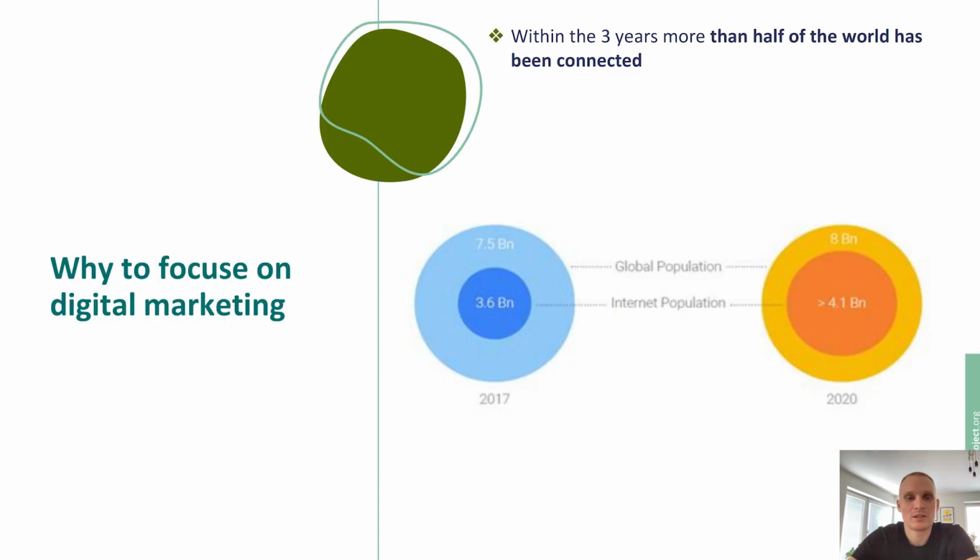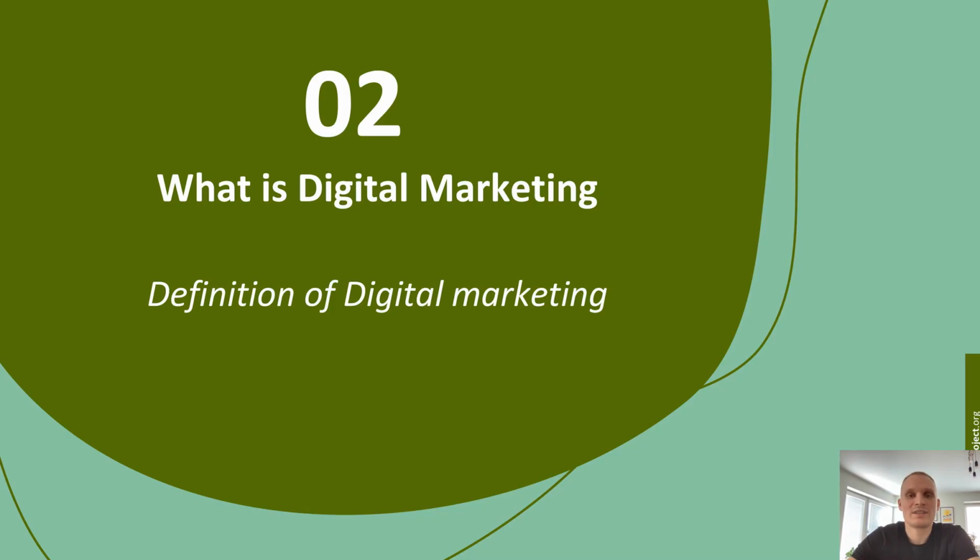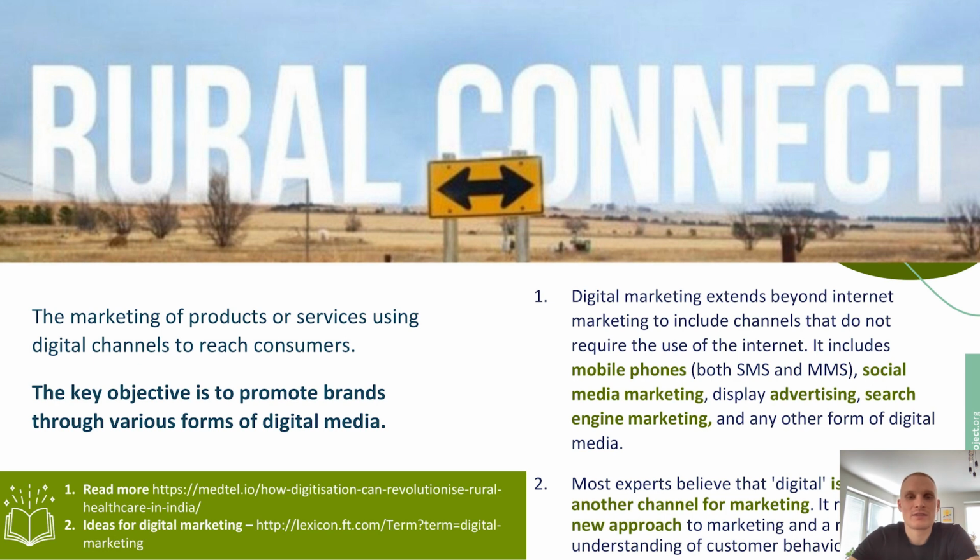Why focus on digital marketing? Within 3 years, more than half of the world has been connected. The internet population went from 3.6 billion in 2017 to more than 4.1 billion in 2020. What is digital marketing? The definition of digital marketing: the marketing of products or services using digital channels to reach consumers. The key objective is to promote brands through various forms of digital media. Digital marketing extends beyond internet marketing to include channels that do not require the use of the internet.